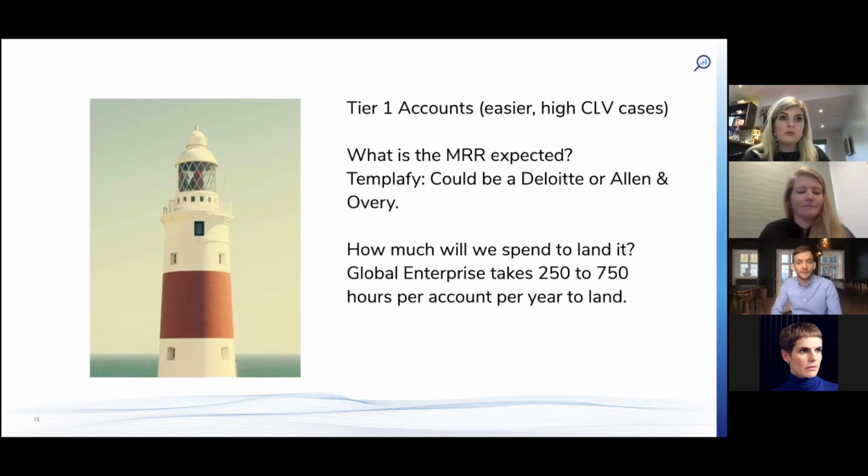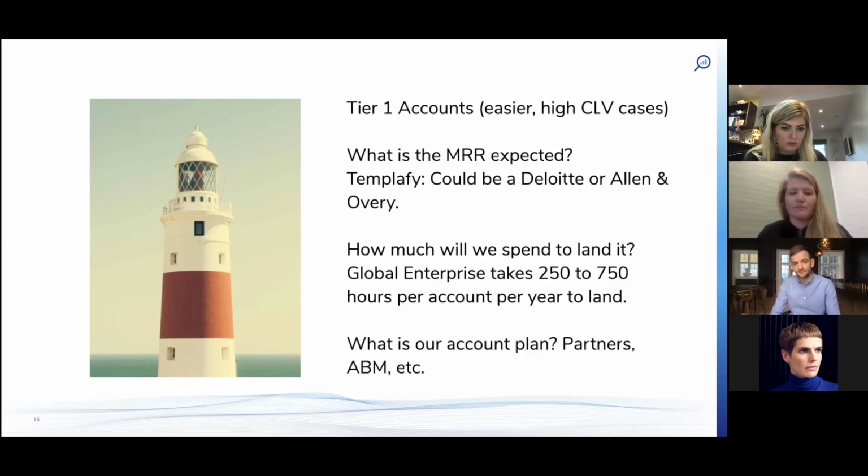So how much does the time to actually land a global enterprise like that? Well, that will take you 250 to 750 hours for one account. So you also need to be aware of this, so you don't spread your salespeople too thin. If your salespeople only have 100 hours to cover at Deloitte or an Allen & Overy, they will never win it. They will just fall too short on it. And it will just be there within your pipeline, filling up space, filling up forecast that are never going to happen. So make sure that they can actually invest the time that it takes to make a deal like that.